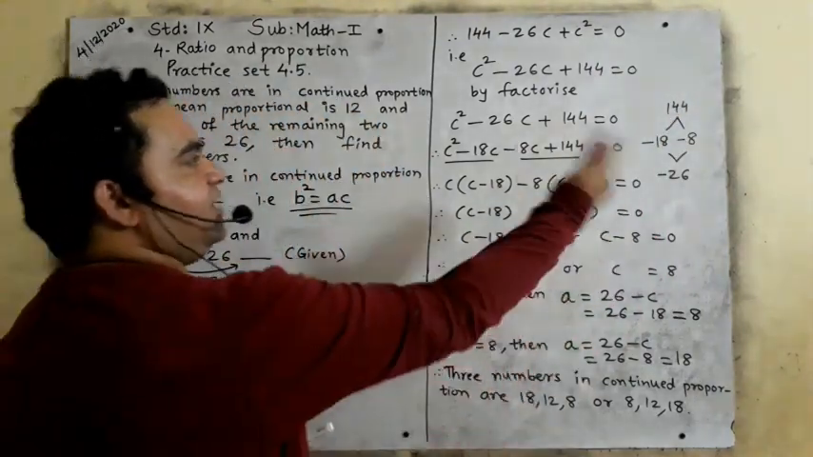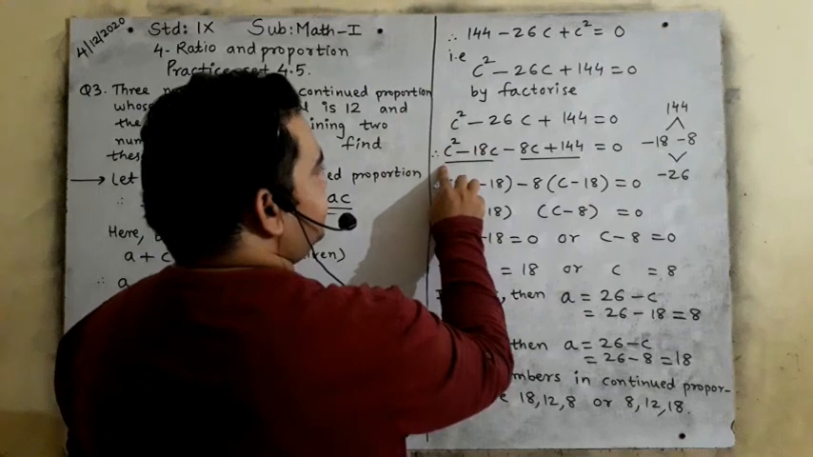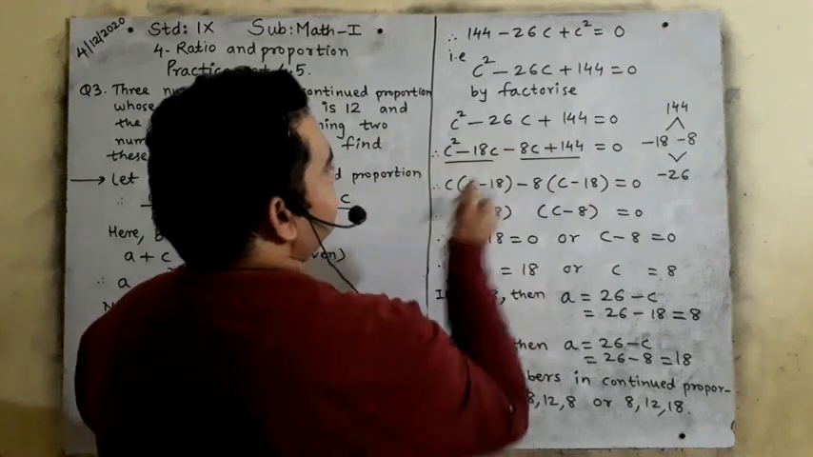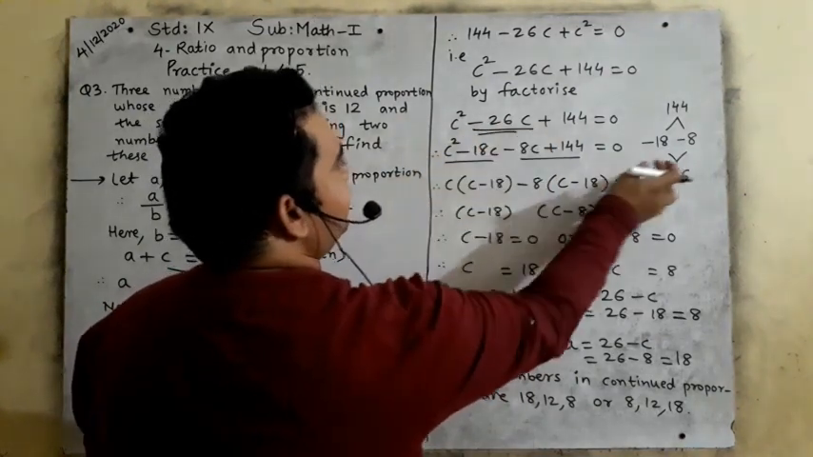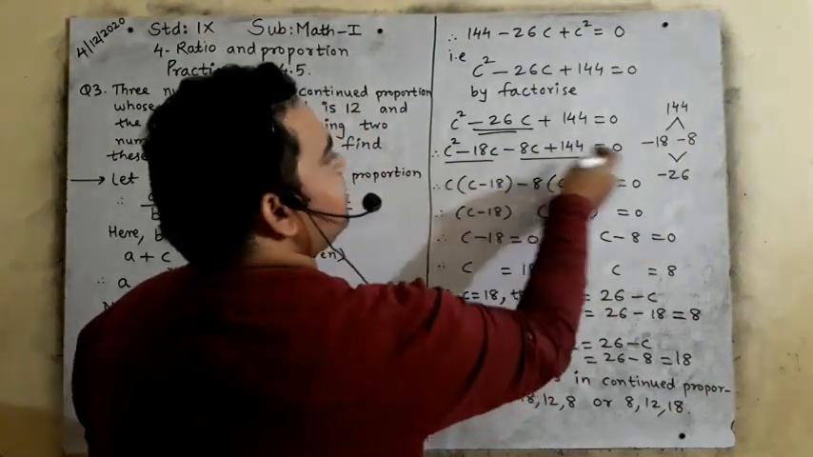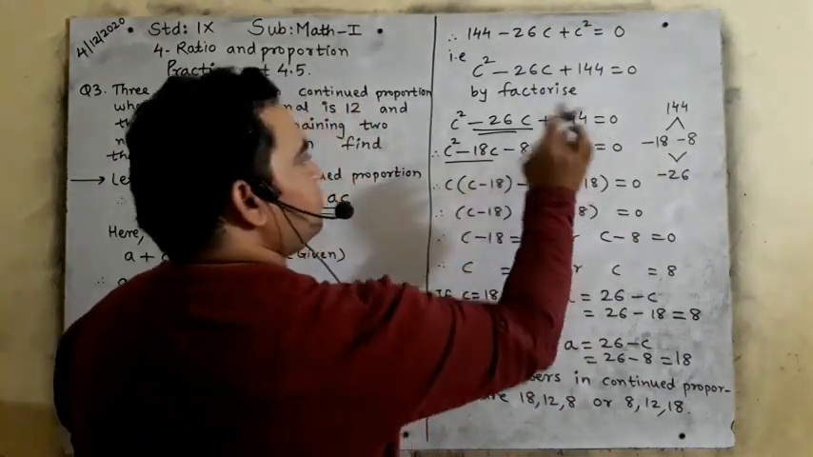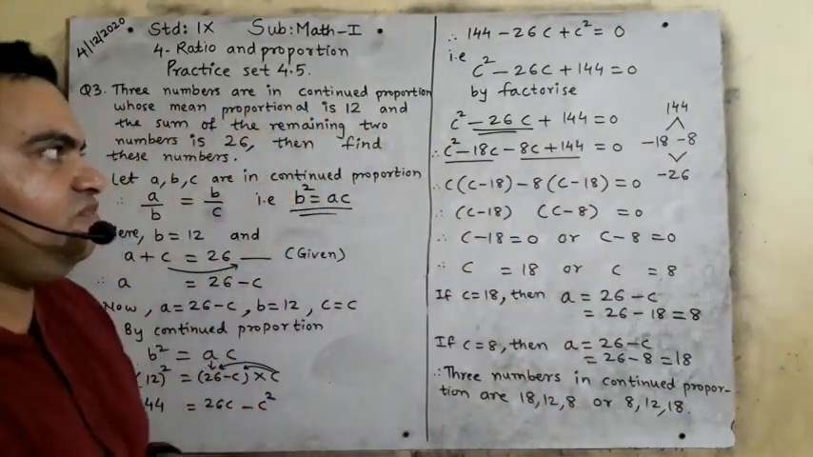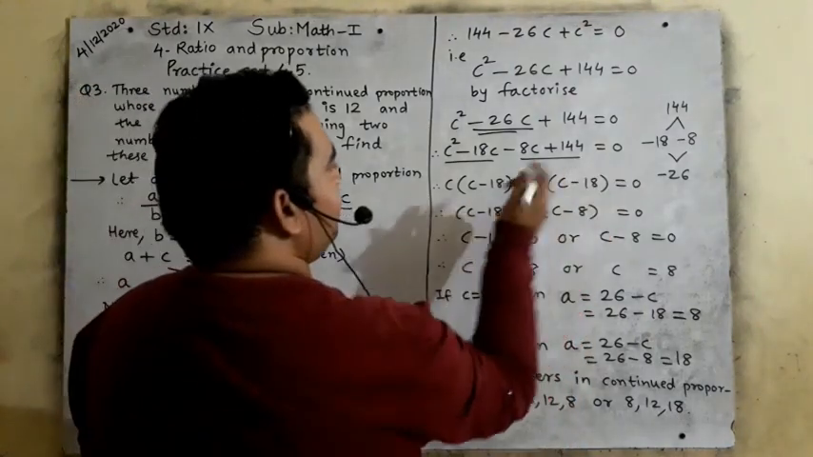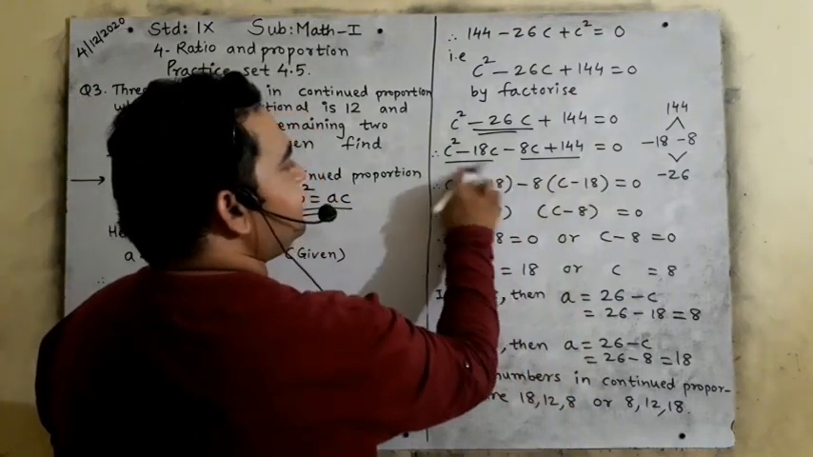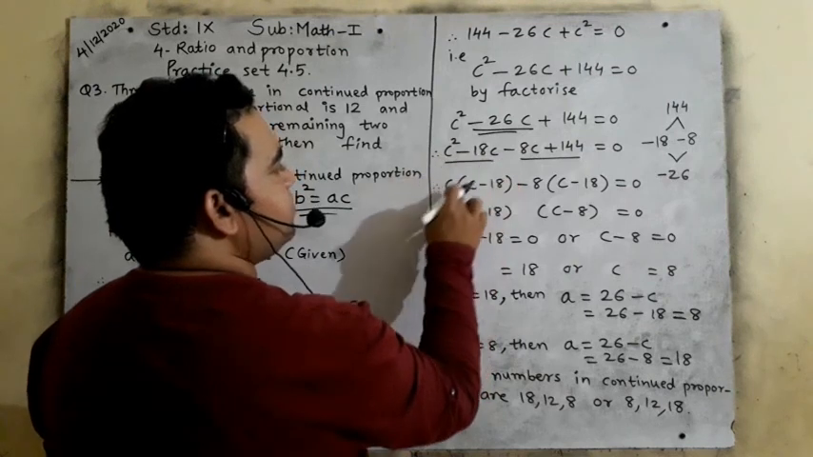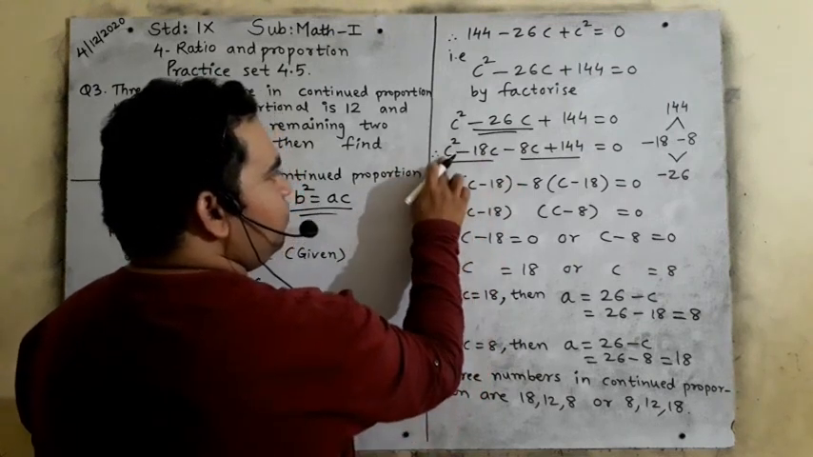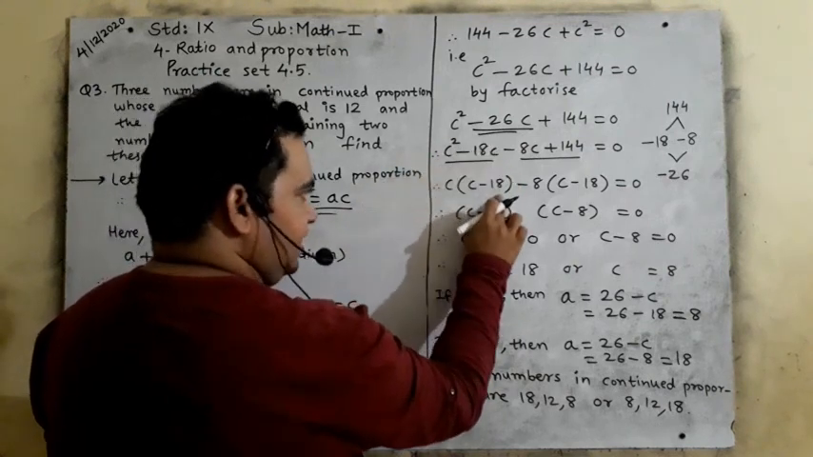So this is factorization. First term you will write as it is. Instead of this minus 26c, you will write minus 18c and minus 8c. The constant term will come as it is, 144 is equal to 0. Now see, I have underlined here, we will take the common term. C is common, so C you will take out common. 1c will be left and 18 will be left, right?